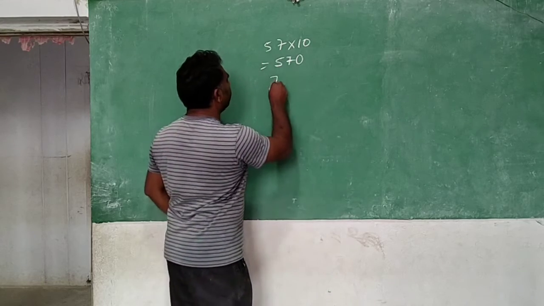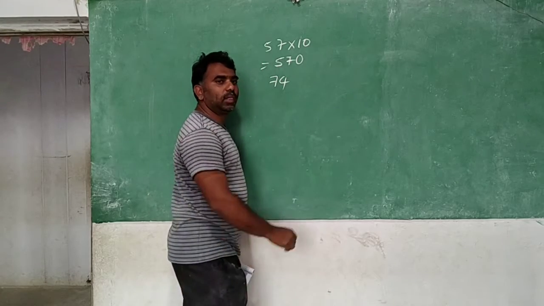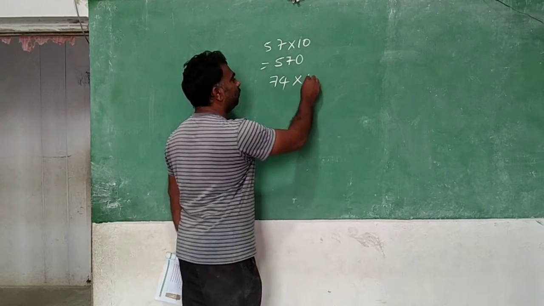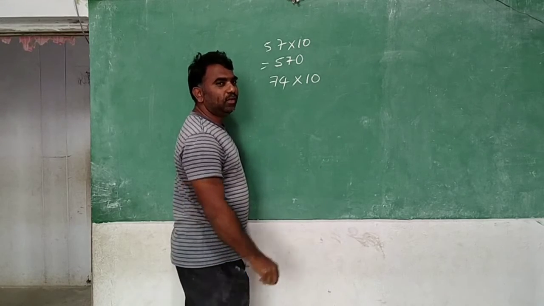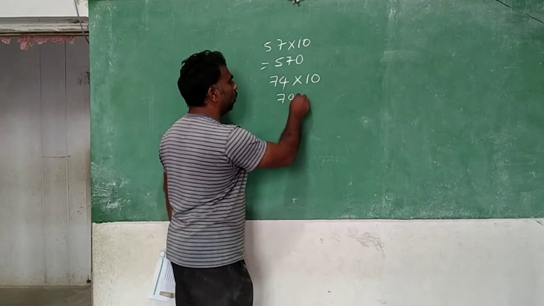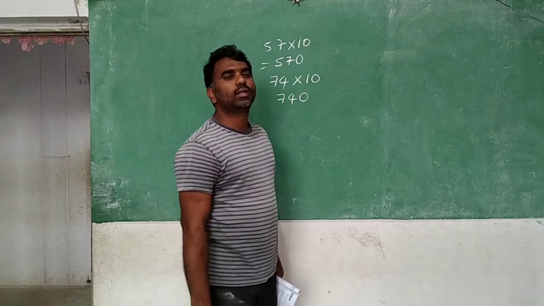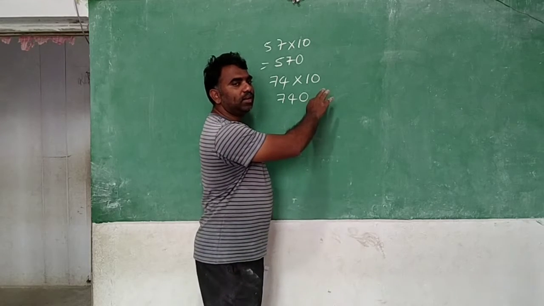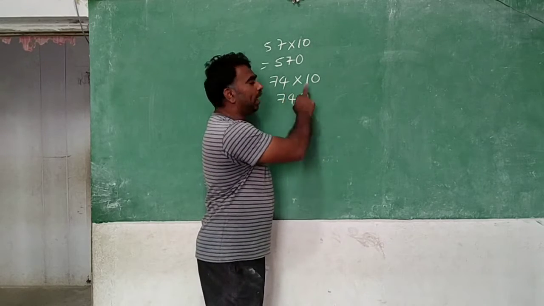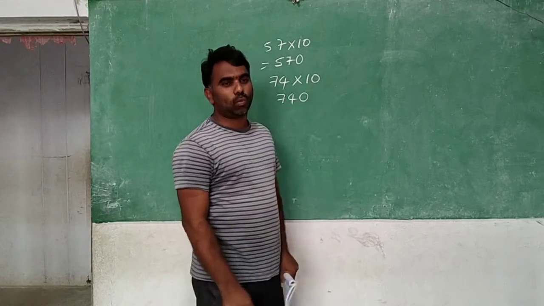In 74 packets, how many pencils are there? Means what will you do? 74 into 10. This multiplication is very easy. What should we do? We should write 74 and 0 at the side. So when you are multiplying with 10, what will you write? You will write the number and at the side you will write 0.